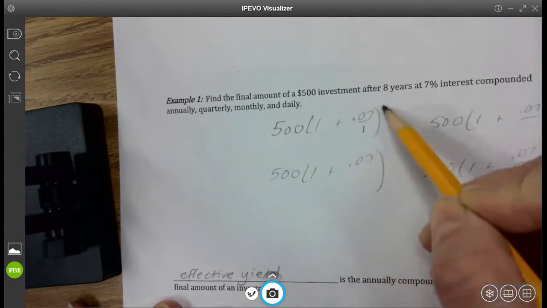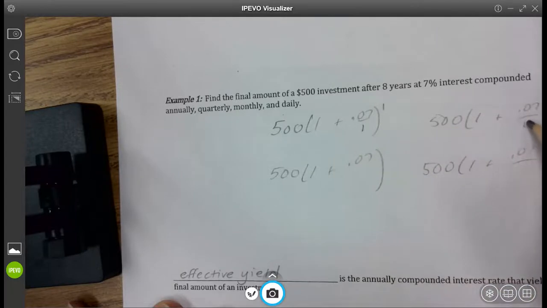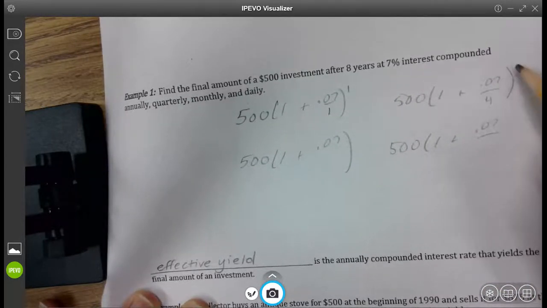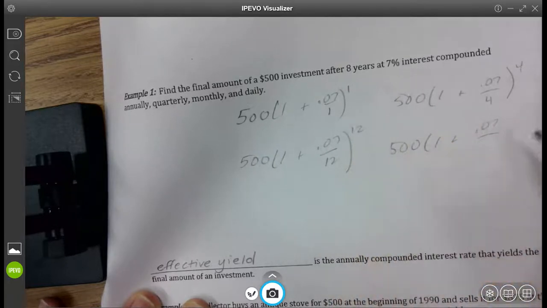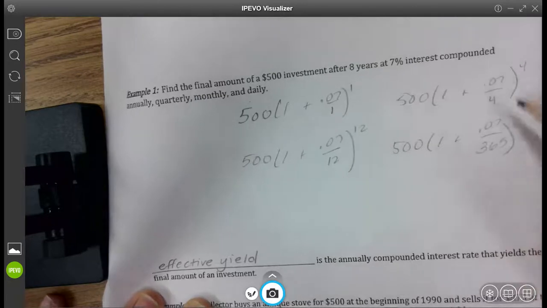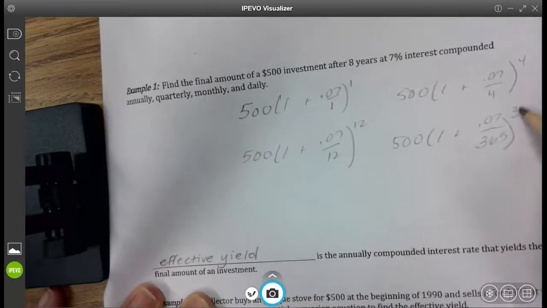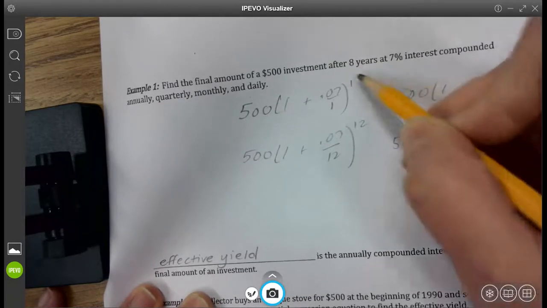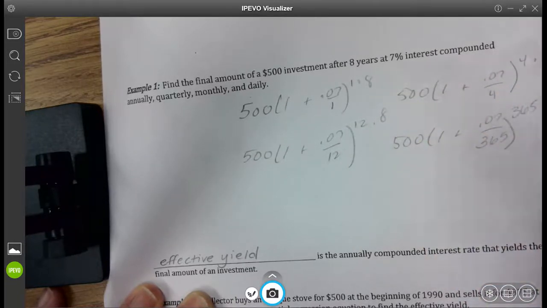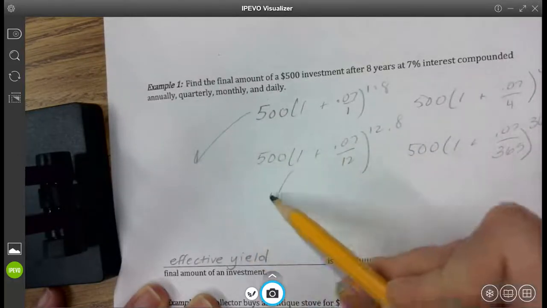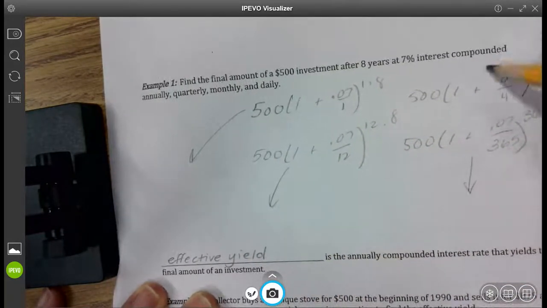If it's annually, it's 1. If it's quarterly, it's 4. If it's monthly, it's 12. And if it's daily, we're just going to go with 365. And then T is the time in years. So they're all 8 years. Is there going to be a difference? Okay. What are the difference amounts?